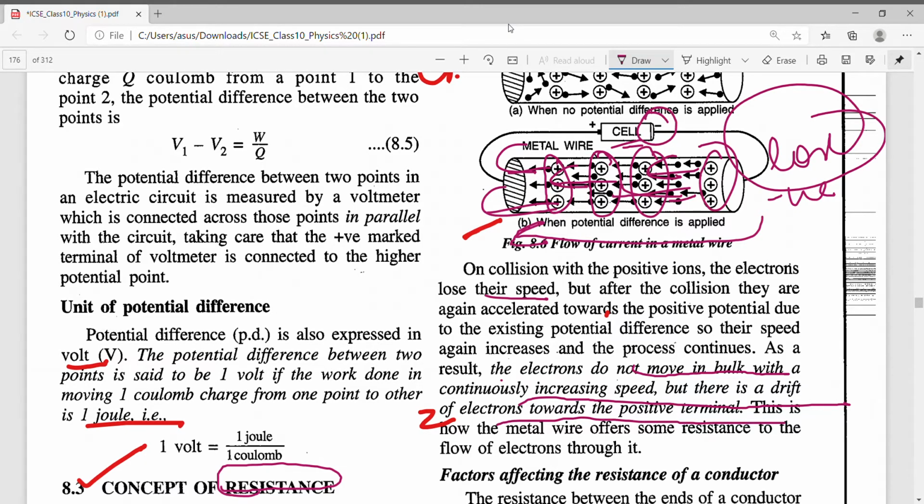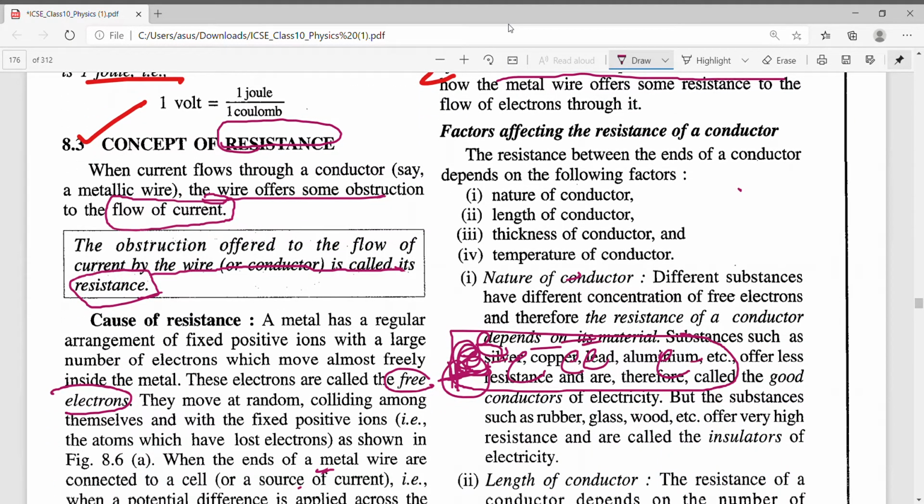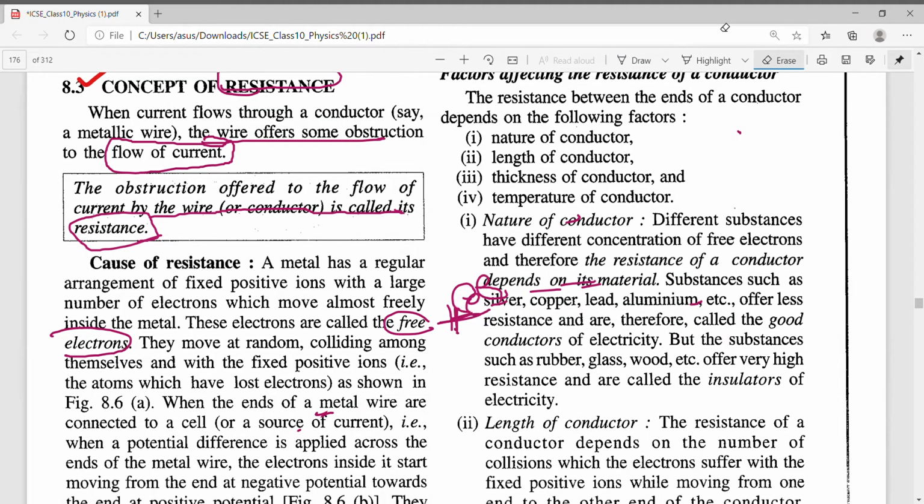This is how the metal of a wire offers some resistance to the flow of electrons, right? Now what are the factors that affect the resistance? Let's see them, but first let's erase it.